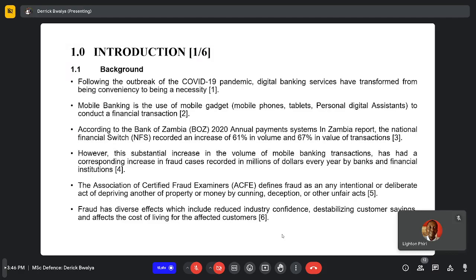However, this substantial increase in the volume of mobile banking transactions has had a corresponding increase in the fraud cases recorded in millions of dollars and kwacha every year by banks and financial institutions. The Association of Fraud Examiners define fraud as an intentional or deliberate act of depriving another property or money by cunning, deception, or other unfair acts. Fraud, in its nature, has diverse effects, which include reducing industry confidence, destabilizing customer savings, and affecting the cost of living for the affected customers.